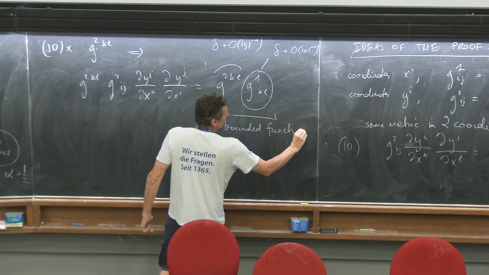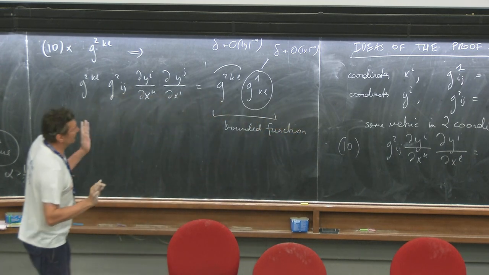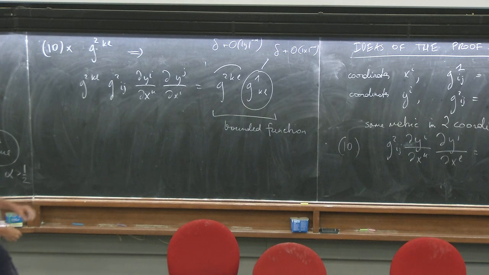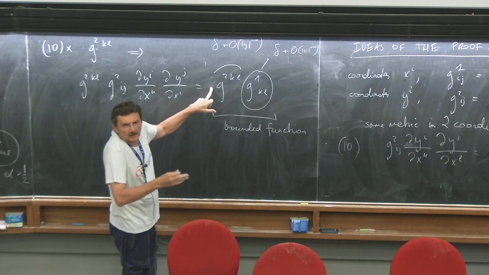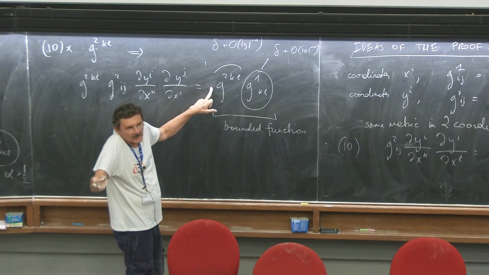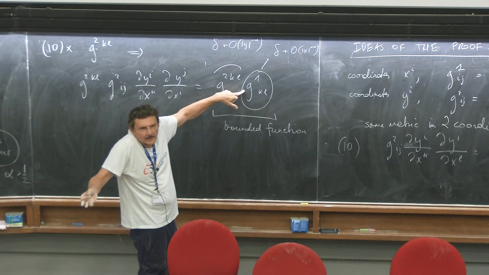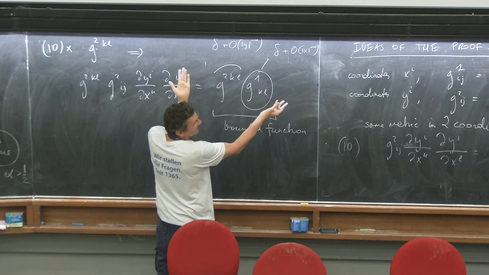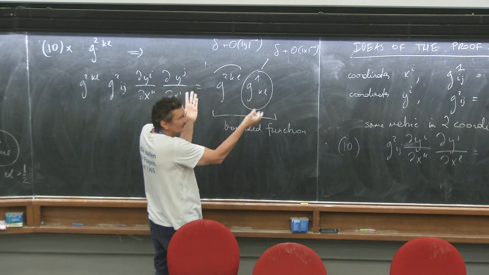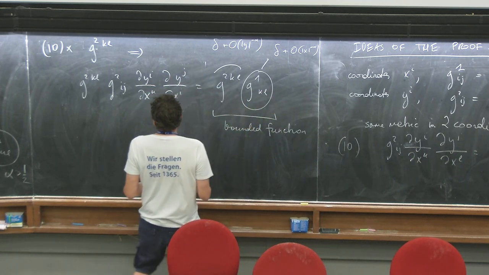Well, that's for large x's, but that's the only thing we are interested in, right? So the g's are the Euclidean metric plus something. The g2's, the g1 are the Euclidean metric plus something. So it's a finite sum. You're going to get some bounded function here.